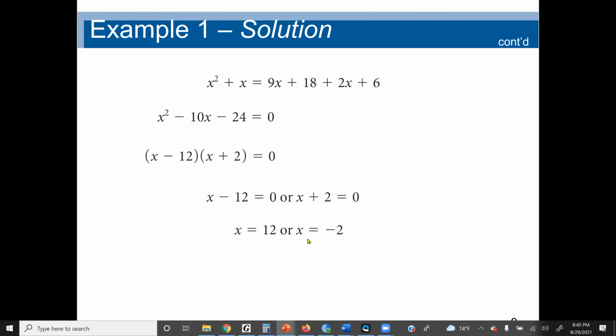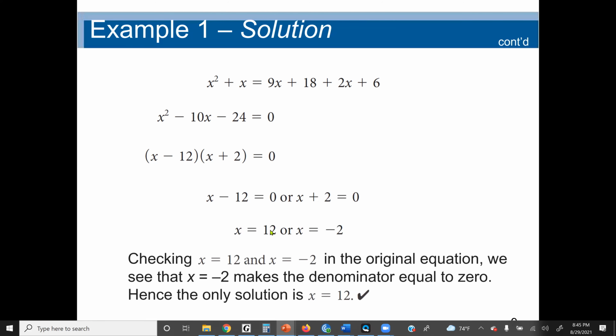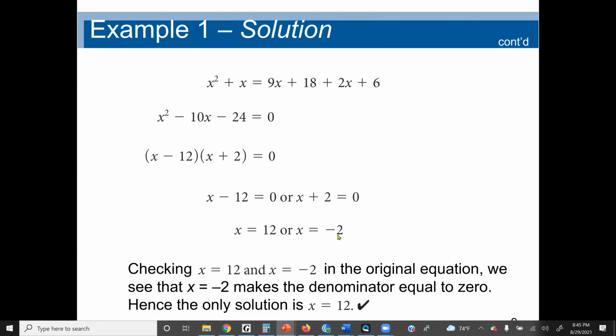The same thing, we can check if the answer is correct. Plug 12 into the original equation anywhere you see x, and the left side answer should be the same as the right side. Or plug negative 2 into the equation anywhere you see x. The left side answer should be the same as the right side answer. So here they say checking s equal to 12 and s equal to negative 2 in the original equation. That is again the question.